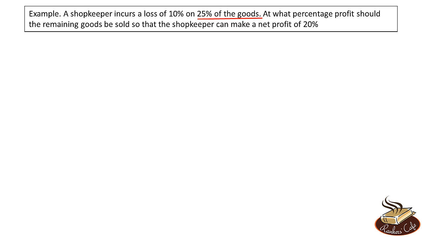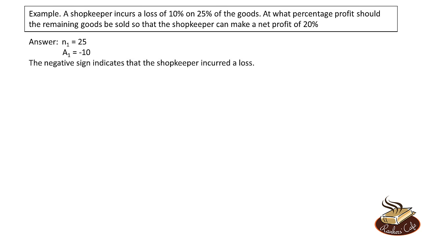Now 25% goods means that it refers to a quantity. So N1 is 25. And what is the property of this quantity? The property is that it is being sold at a loss of 10%. So A1 is minus 10. Why minus? Because the negative sign indicates that the shopkeeper incurred a loss. We denote loss by minus sign and profit by plus sign.